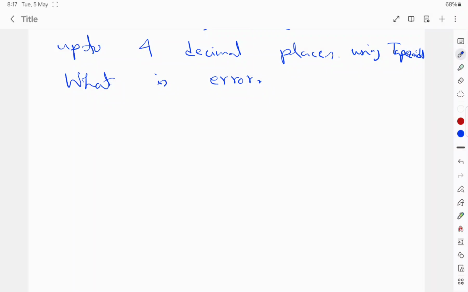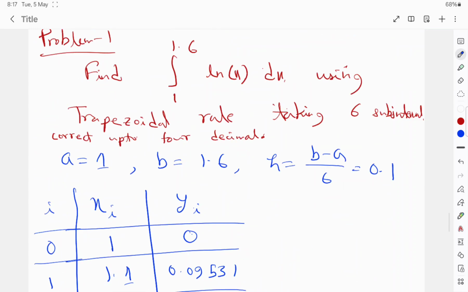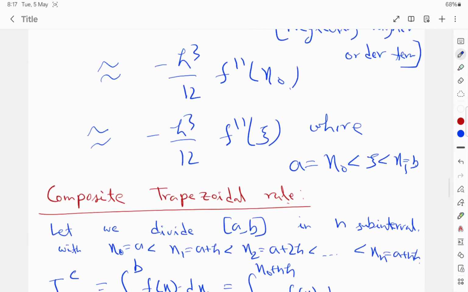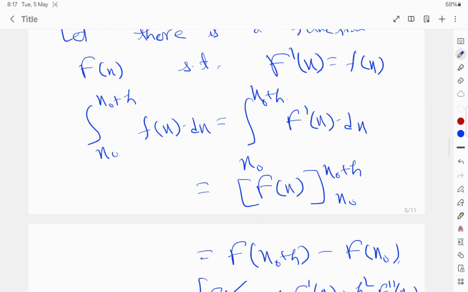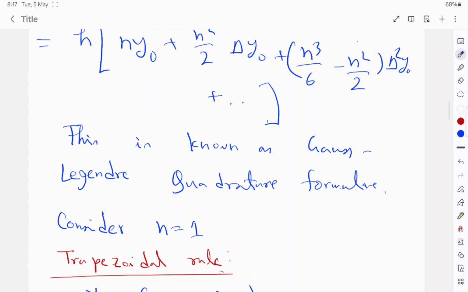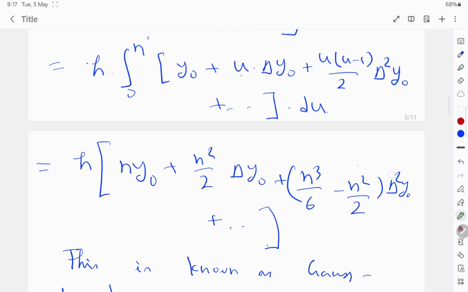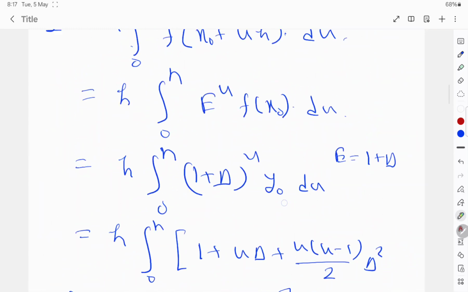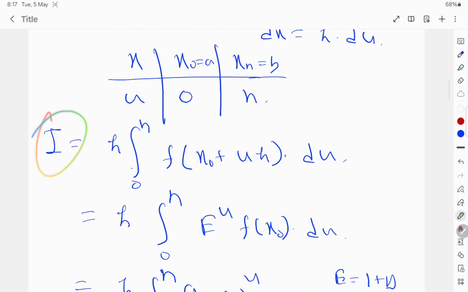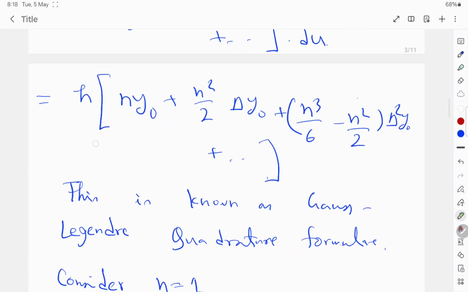Hello everyone. So in our last class we discussed that in the Gauss-Legendre quadrature formula, if you substitute n equal to 1, then you will basically get the trapezoidal rule. What is this formula? You can check. This is your final formula for the integration I, the value you get for n equal to 1.